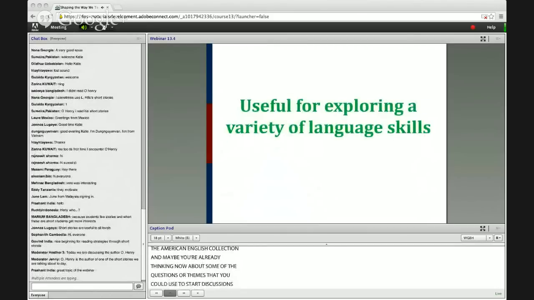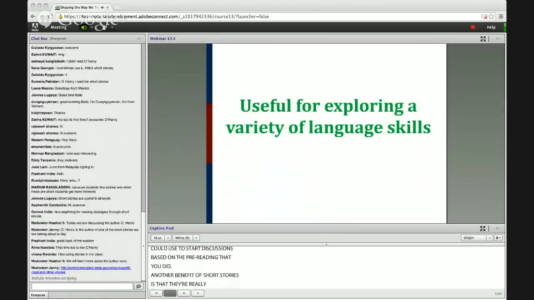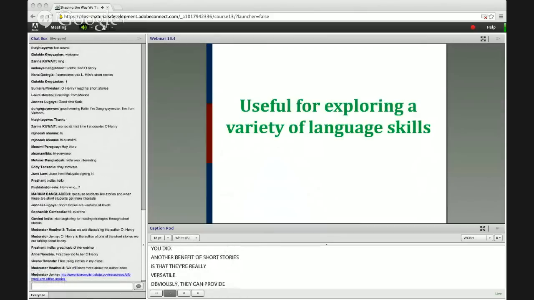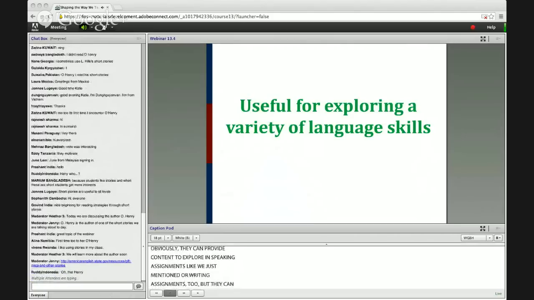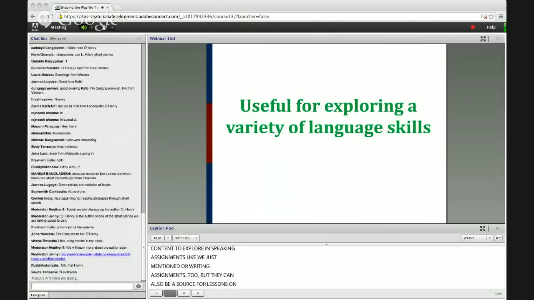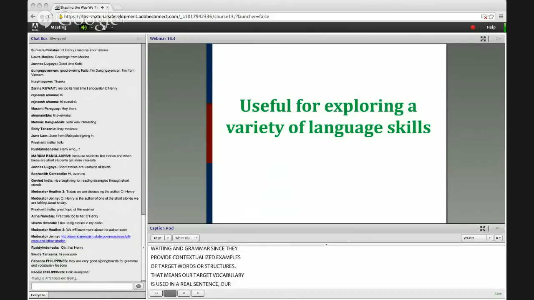Another benefit of short stories is that they're really versatile. Obviously, they can provide content to explore in speaking assignments like we just mentioned, or writing assignments too, but they can also be a source for lessons on vocabulary and grammar, since they provide us with contextualized examples of target words or structures. That means our target vocabulary is used in a real sentence. Our target grammar is used in a real sentence, not one that we've created to help our language learners. And so we'll come to learn in a minute, too, how short stories can even help students learn pronunciation.